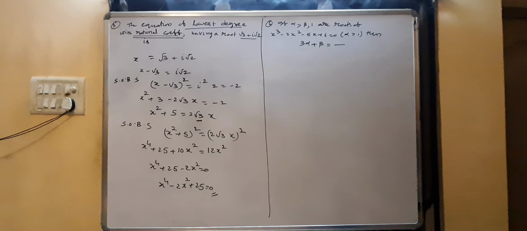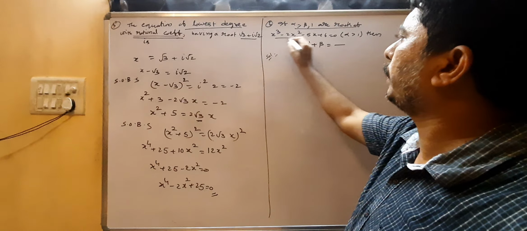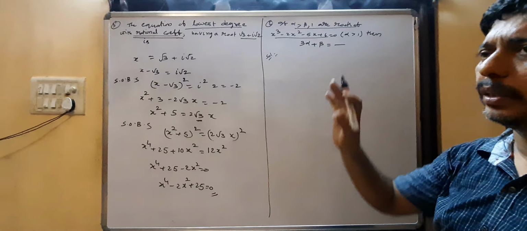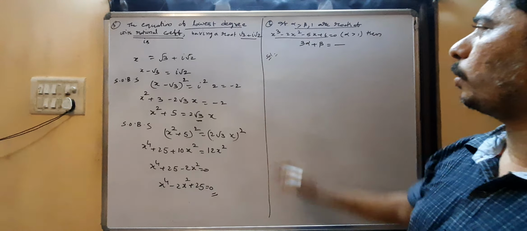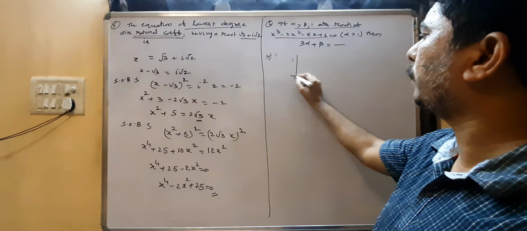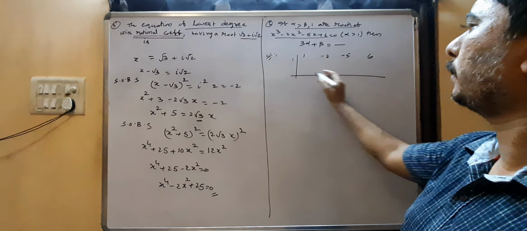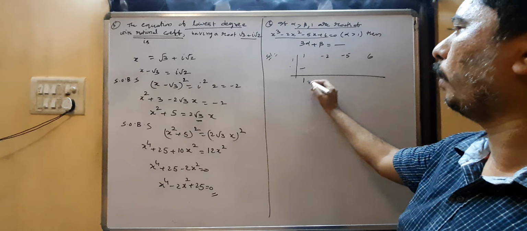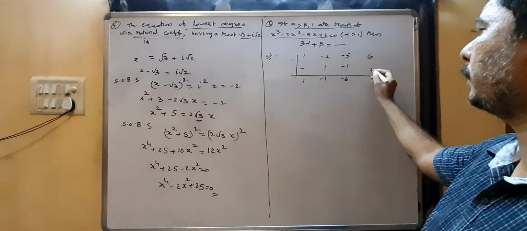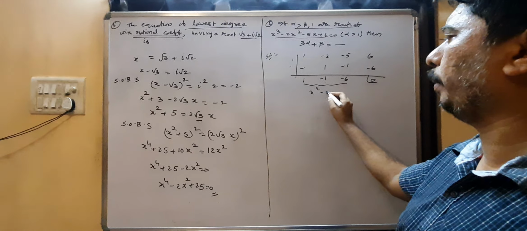Coming to next problem. If alpha, beta, 1 are the roots of this equation given, then they ask to find 3 alpha plus beta. A cubic equation has 3 roots. One root you have is 1. By using the 1 you can do the simple division. x cube coefficients 1, minus 2, minus 5, 6. Bring down 1, 1 into 1 is 1, minus 2 plus 1 minus 1, 1 into minus 1, minus 1, minus 6 and 0. The remaining is the second degree polynomial x square minus x minus 6.